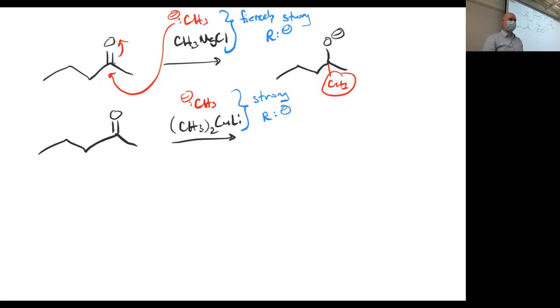Going back to our question that we've asked so many times today, what kind of things attack ketones or aldehydes? Fiercely strong nucleophiles. The Gilman reagent was invented particularly because it's not fiercely strong. So will it attack a ketone? No, because what attacks ketones and aldehydes? Fiercely strong nucleophiles. And if you don't have one of those, you're not going to attack. So no reaction.